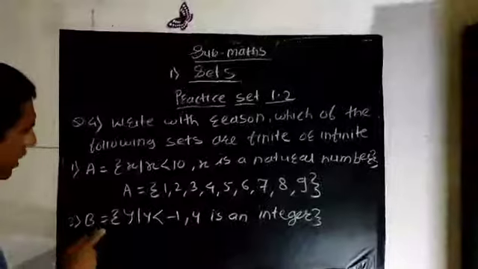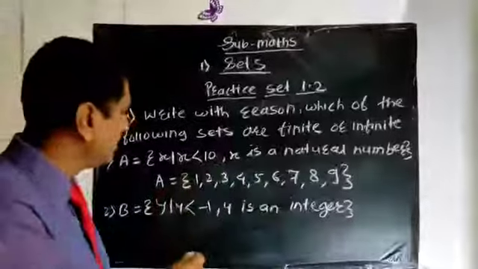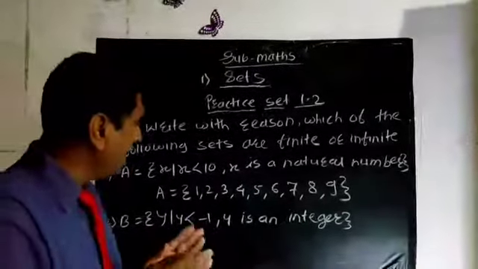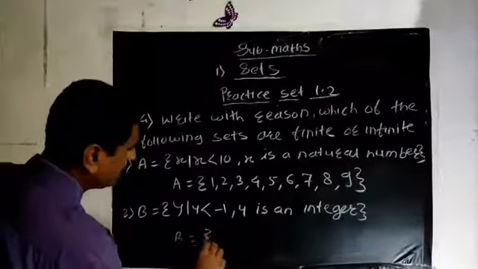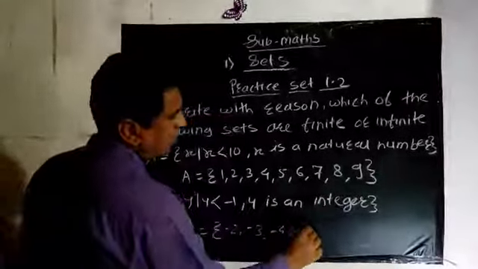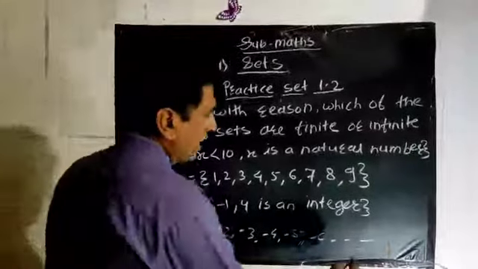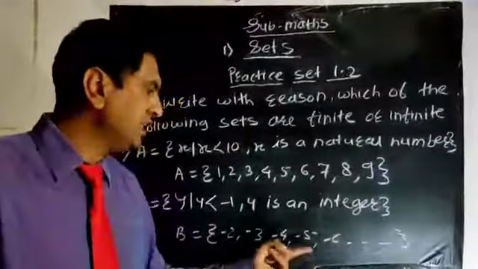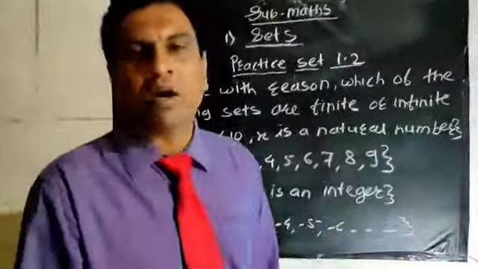Then set B equals y colon y is less than minus 1, and y is an integer. Then how many integers are there which are less than minus 1? In set B, which elements are coming? Less than minus 1, there are minus 2, minus 3, minus 4, minus 5, minus 6. These all numbers are less than minus 1. Therefore, set B is the negative numbers set. So this set is called an infinite set, because in set B there are uncountable numbers.